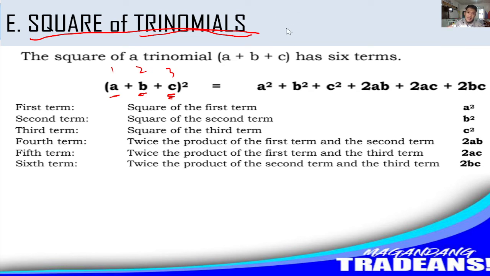Okay? The formula is like this. You square A, B, and C. Then, you multiply 2AB, 2AC, and 2BC. So, yun po yung pattern dyan. 2AB, 2AC, 2BC. Okay, let's proceed.